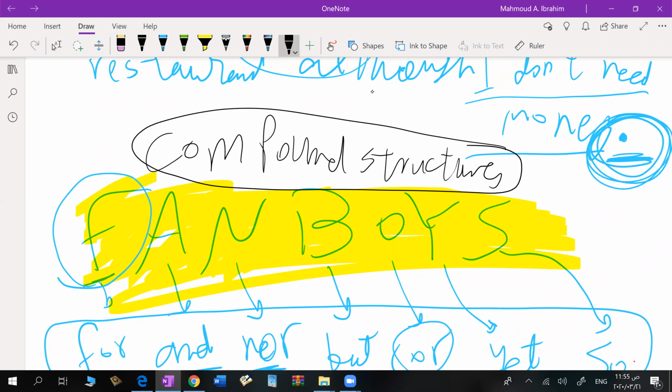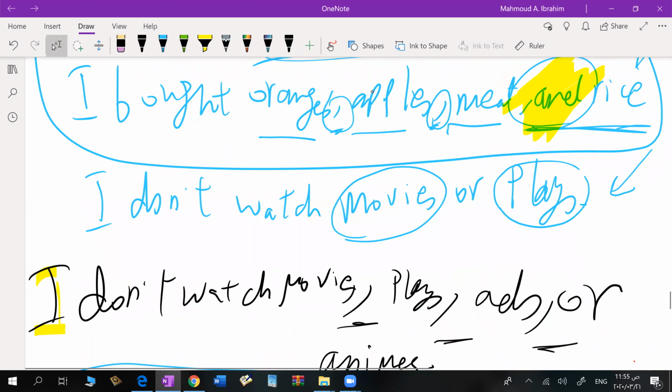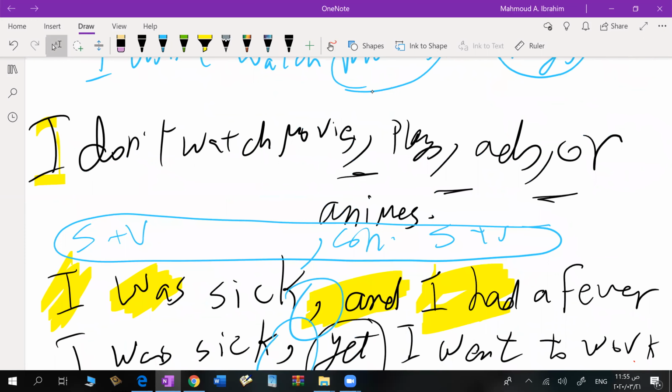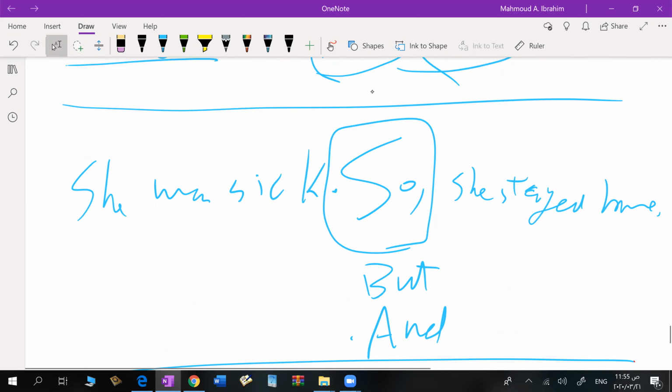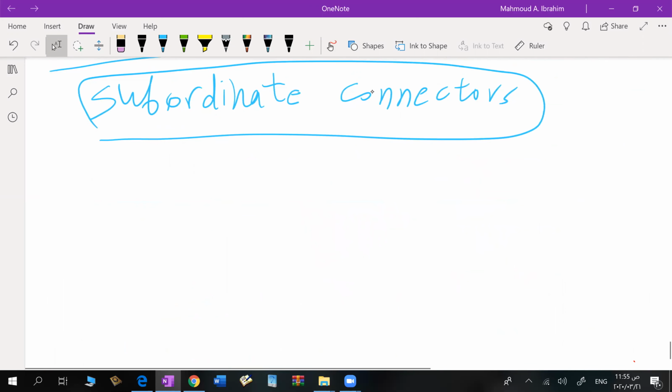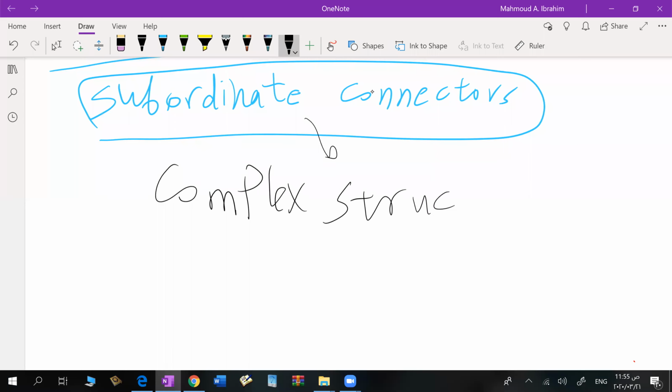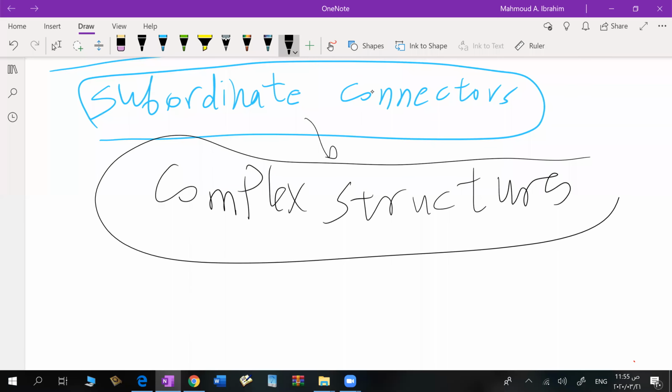So when you say, for example, I was sick, so I stayed home, this is called a compound structure. When you say I was sick, yet I went to work, this is called a compound structure. Is it clear? Type yes. Sentences with subordinate connectors are called complex structures. Why am I telling you this information?